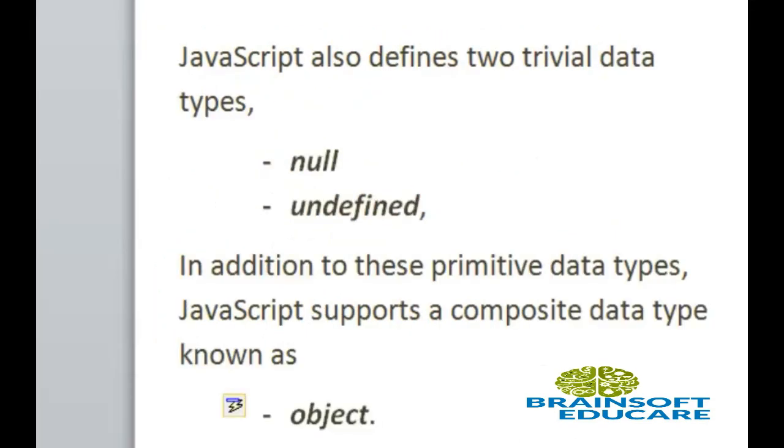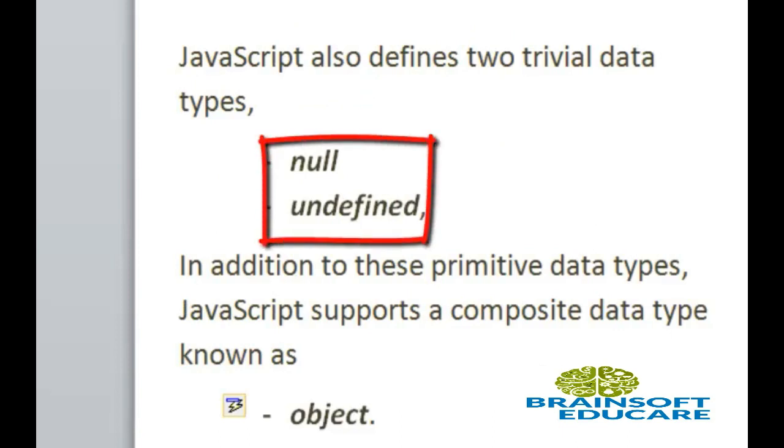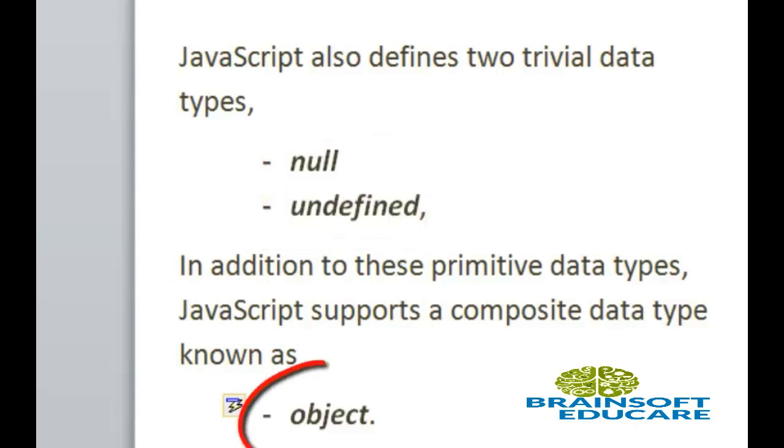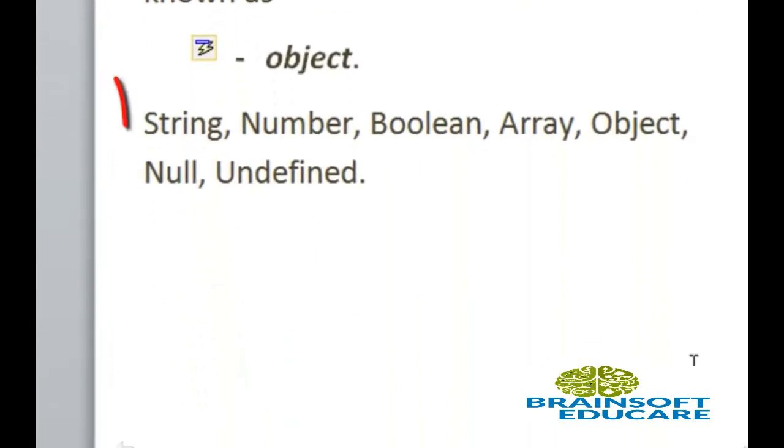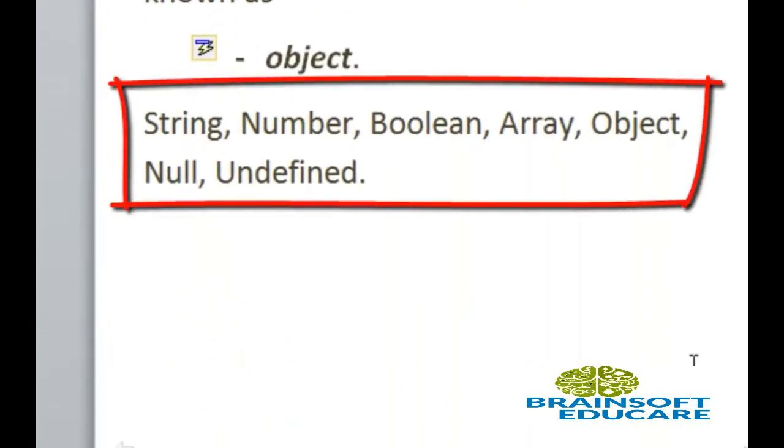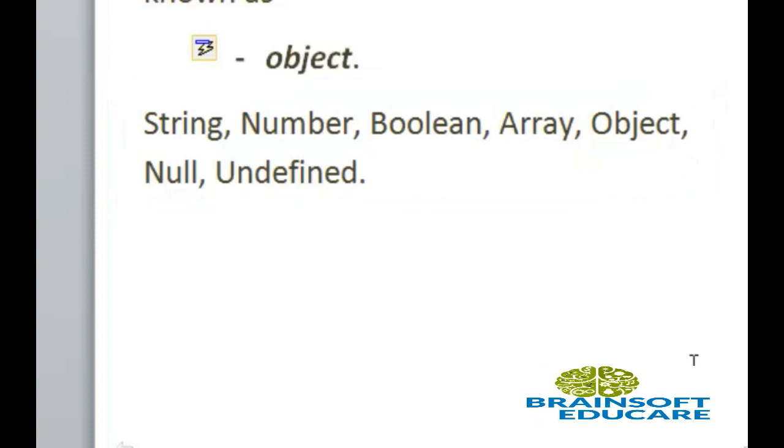JavaScript also defines two trivial data types, null and undefined. In addition to these primitive data types, JavaScript supports a composite data type known as object. We will discuss about it in our other tutorials. So finally, JavaScript supports these data types: string, number, boolean, array, object, null, and undefined.